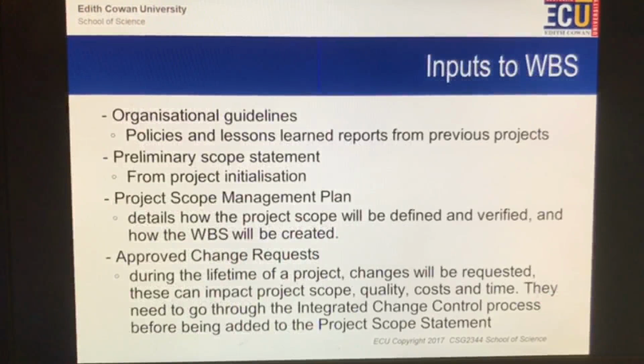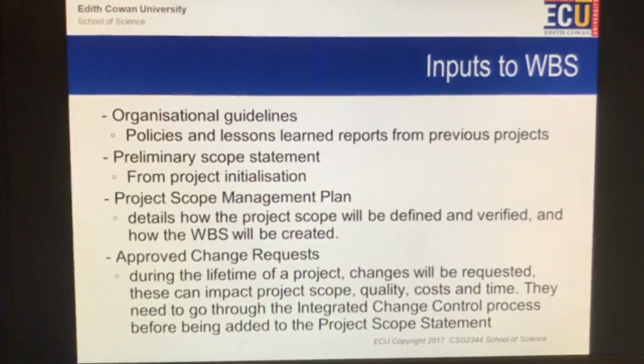So understanding how we formulate a work breakdown structure, I guess it's important to get a grasp on. Inputs to the work breakdown structure are first of all some organisational guidelines. They're the various policies we might have about how we go about doing things, that help to shape the way in which deliverables are undertaken. There would have been a preliminary scope statement from our initial project initialisation and our charter documents. And then we'd have a more defined and verified set of scope items as defined in the project scope management plan, and we can add that to the work breakdown structure.